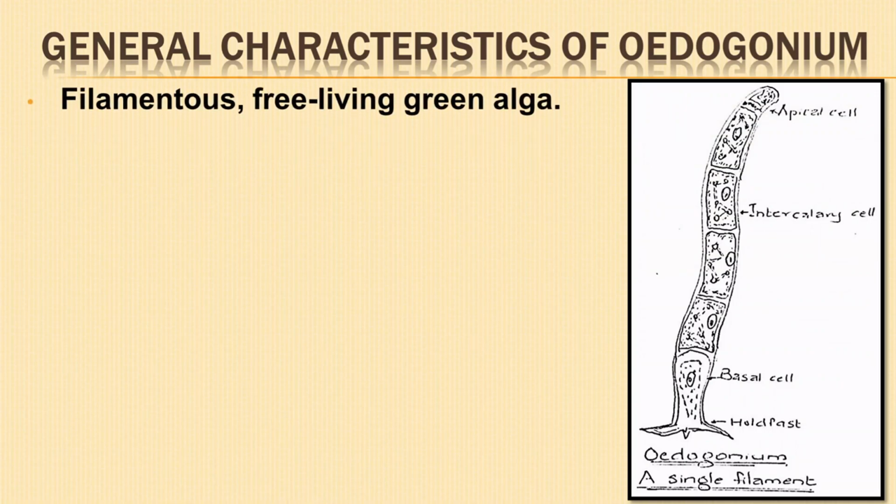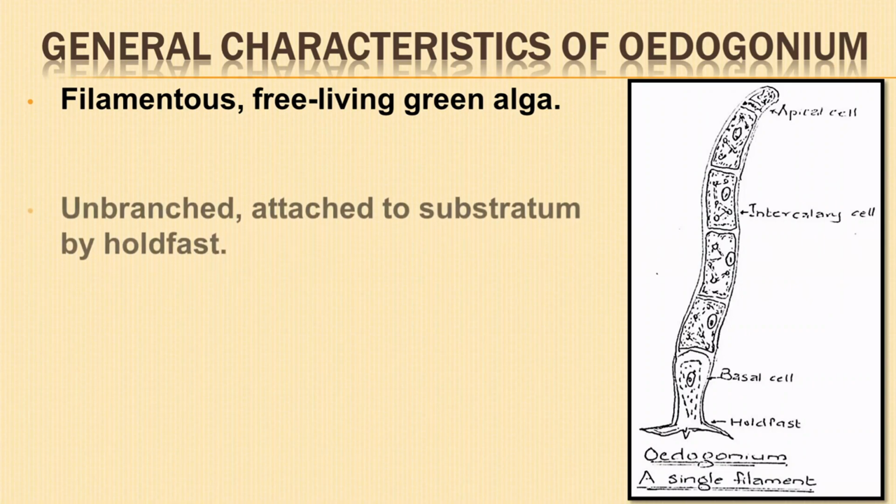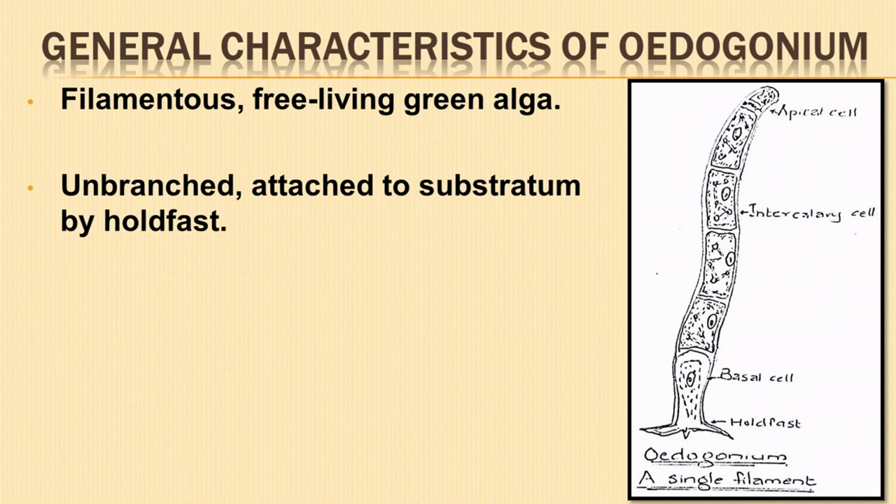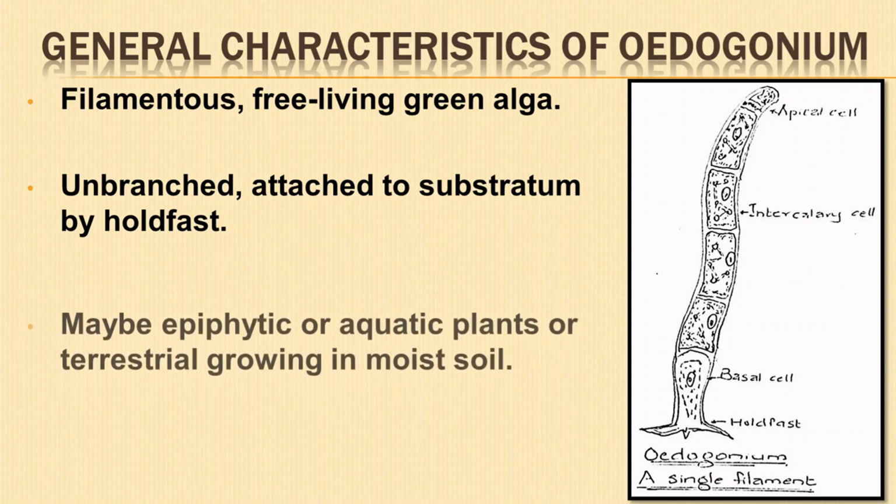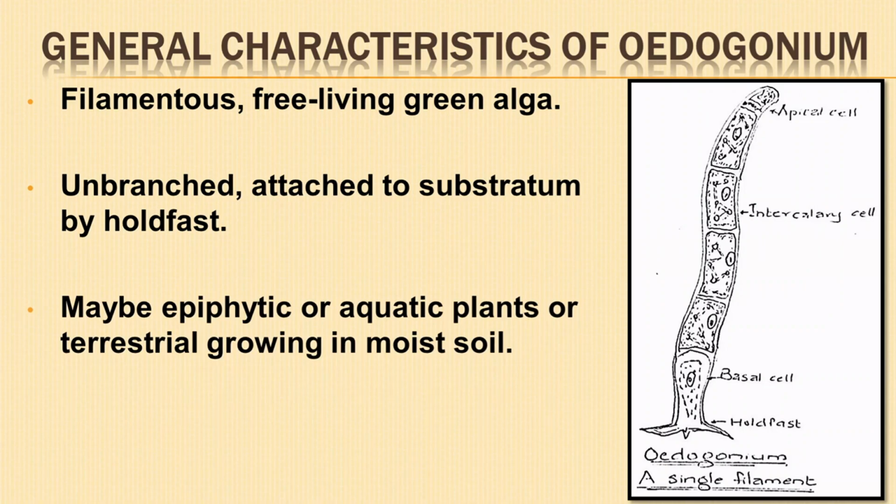Oedogonium is a genus of freshwater filamentous, free-living green alga. The filaments of Oedogonium are unbranched and are attached to the stem and leaves of the aquatic plants by means of a holdfast in the earlier stages, while in the later stages they may exist as a free floating mass. Some are epiphytic on aquatic plants. Oedogonium terrestris is a terrestrial form and grows in moist soil.